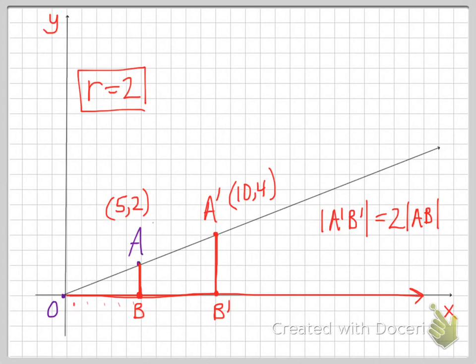but if this is a dilation, then these segments should be in proportion too. So A prime B prime has a length of 1, 2, 3, 4, which is 2 times the length of AB, which is just 2 right here, 2 units. So 4 equals 4. So that checks out. Those segments are in proportion to one another.